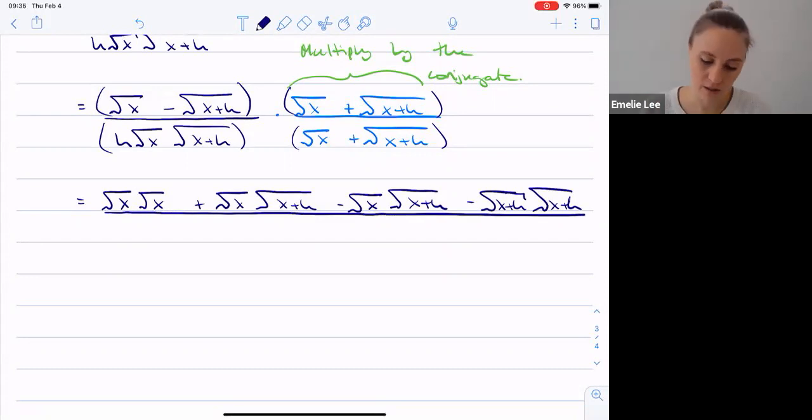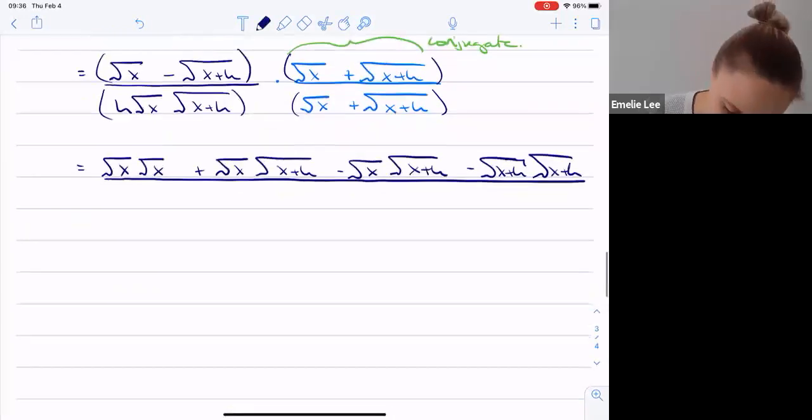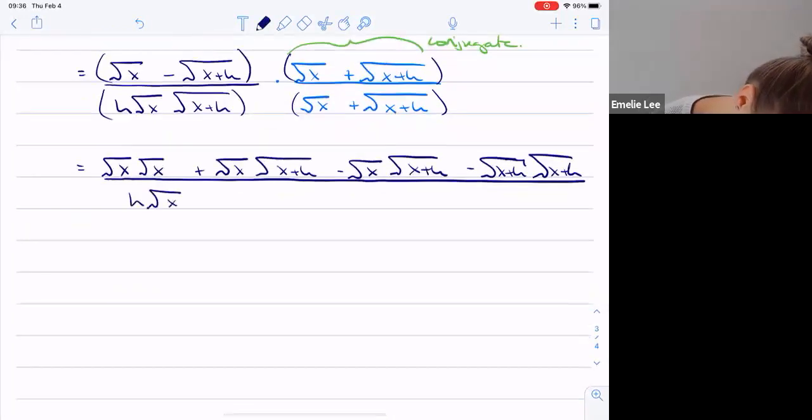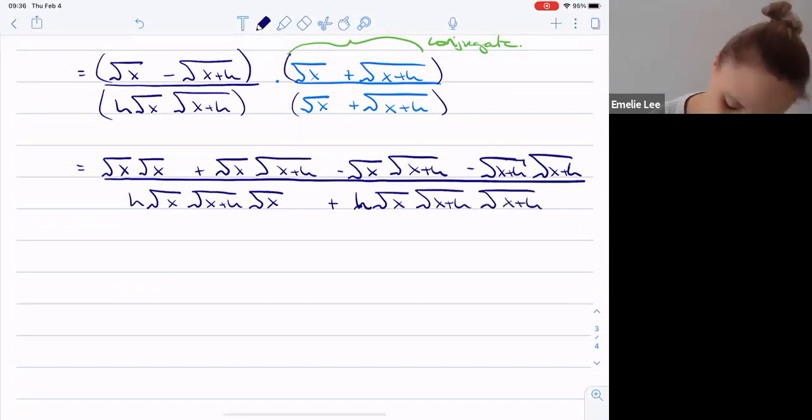How about the denominator? All these terms are being multiplied together, right? So when I expand it, if you think of these as a times b plus c, you would get ab plus ac. So lots of terms in this first one, but we're just multiplying it in. And so we get h times the root of x times the root of x plus h times the root of x plus h times the root of x times the root of x plus h times the root of x plus h.